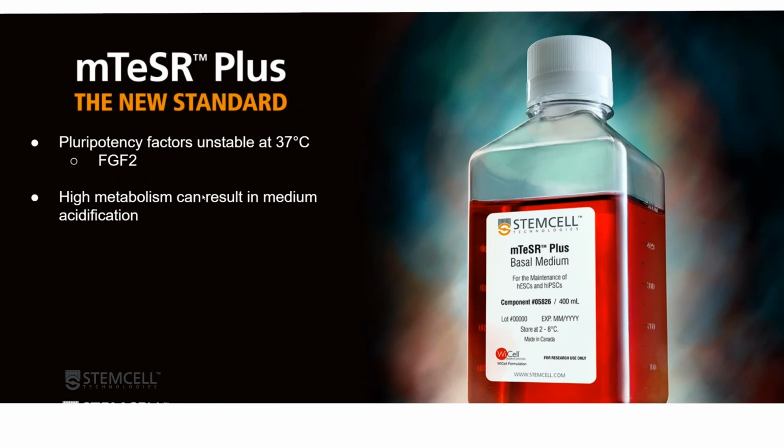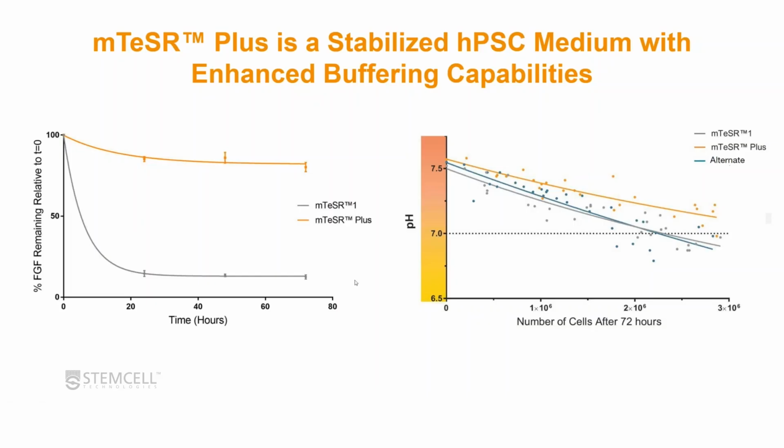Another reason is that because pluripotent stem cells have a very high metabolism, this can result in medium acidification. And so the two features that we've improved in mTeSR Plus are that we've stabilized FGF and we've also enhanced the buffering capacity of this media to try and prevent or counteract this medium acidification. The data showing this is here, where with your traditional mTeSR1, the level of FGF2 that remains after about 24 hours is almost negligible, whereas with mTeSR Plus, the level of FGF2 is pretty constant up to 72 hours in culture.